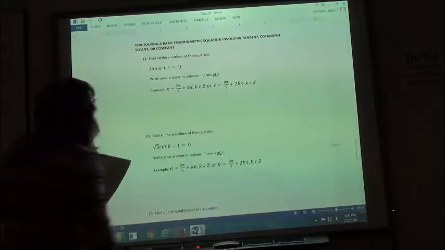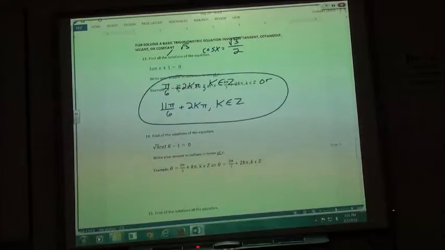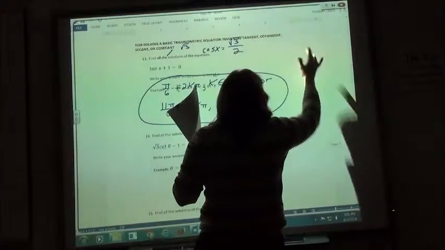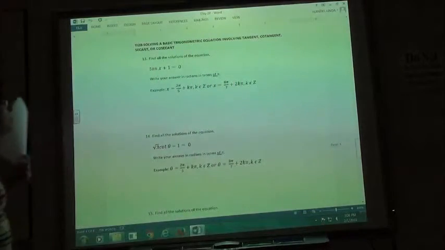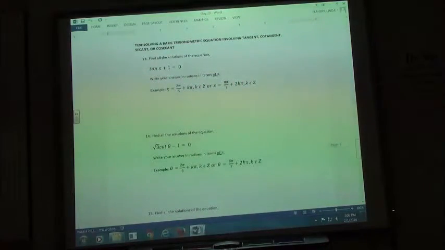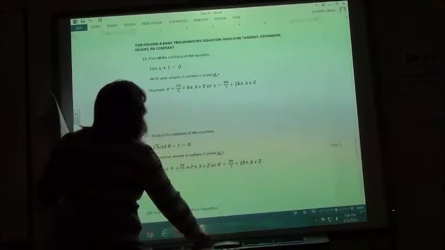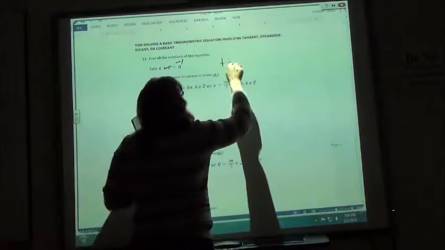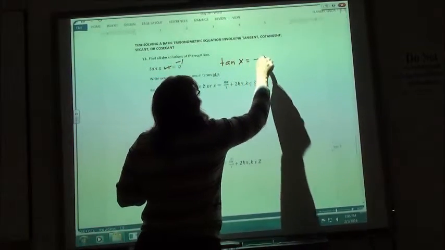13, 14, and 15, solving a basic trigonometric equation involving tangent, cotangent, secant, or cosecant. So again, doing the same things we did on 10, 11, and 12. This time we're working with tangent, cotangent, secant, and cosecant, but solving our equation. So I'm going to subtract my 1. Tangent of x equals -1.